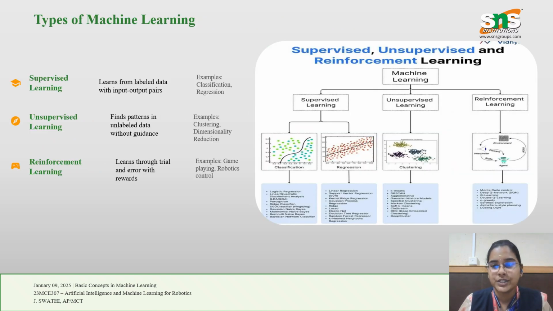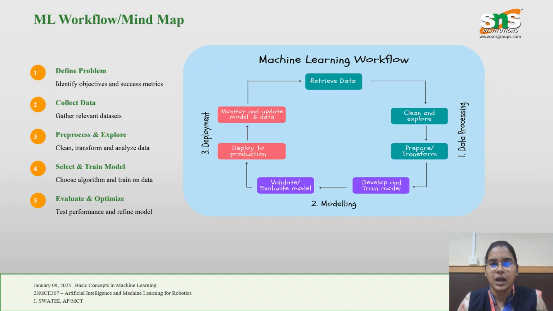Now getting into the types of machine learning, we have already discussed this, but once again we have a go through of it. Supervised means learns from labeled data. We have two examples, like classification and regression. Unsupervised learning finds the patterns in unlabeled data, and uses clustering and dimension reduction techniques as examples. And reinforcement means trial and error with rewards, so it is used in gaming and robotics control.